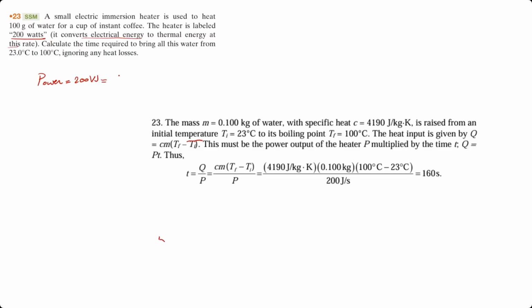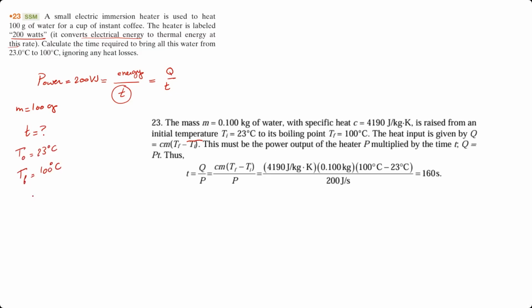Rate means we're dividing by time. So this is the energy over time, so this is Q over T. We're heating 100 grams of water, so m is 100 grams. Calculate the time required. We want T, and I want to see that T shows up in this formula. We want the time required to bring all of this water from 23 degrees Celsius to 100 degrees Celsius. So T0 is 23, and T final is 100. Ignore any heat losses to the surrounding.